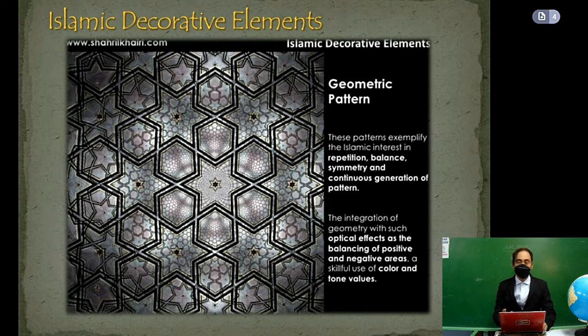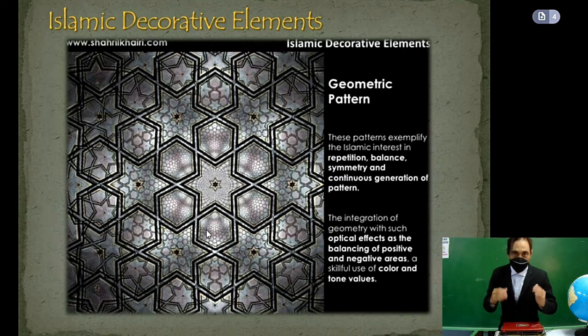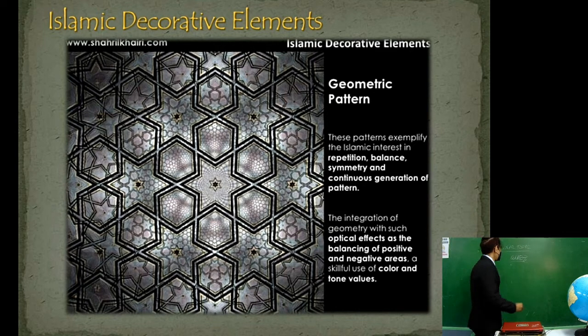The geometric patterns are somewhat hexagonal. This hexagonal pattern. These patterns exemplify the Islamic interest in repetition, balance, symmetry, and continuous generation of pattern. The integration of geometry with such optical effects as the balancing of positive and negative areas, a skillful use of color and tonal values.